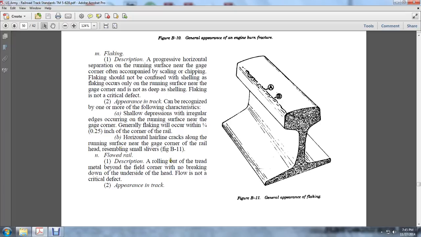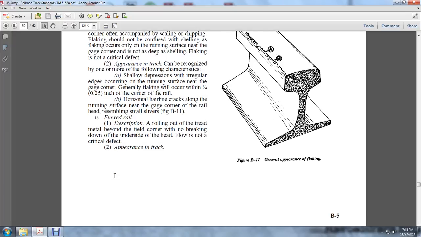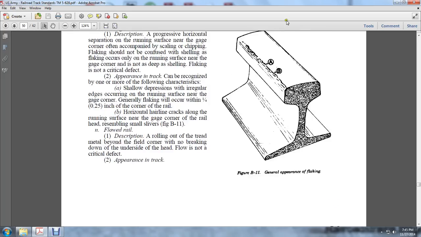Description of metal flow: rolling out of the head metal beyond the field corner of the rail, breaking down on the underside of the head. It is not a critical defect. Appearance in the track. This is flaking over here in A and B. Horizontal hairline and a shallow depression.